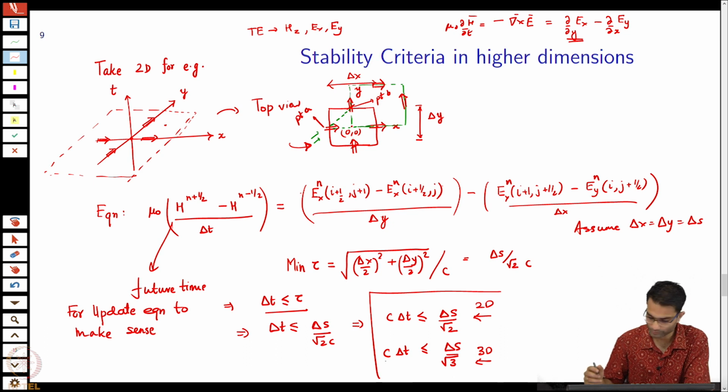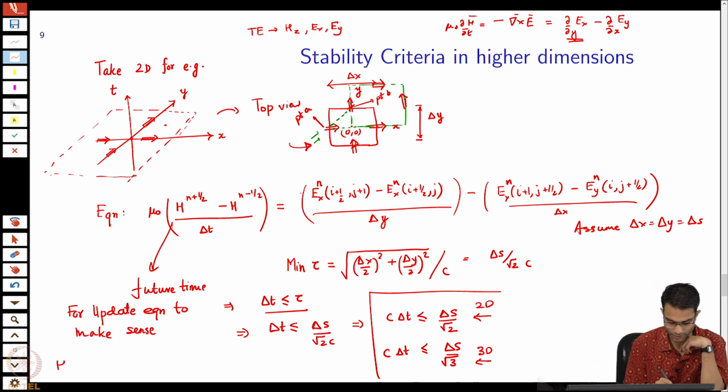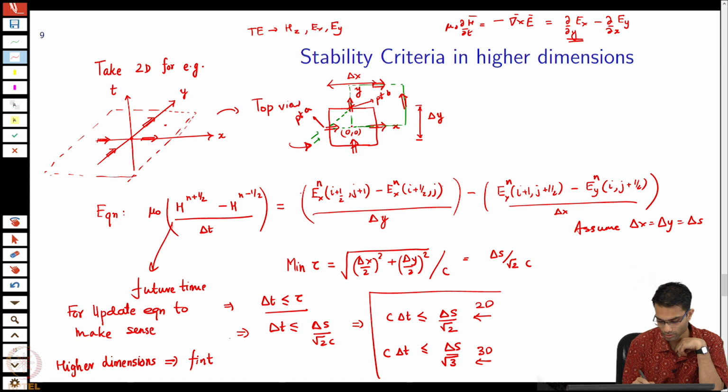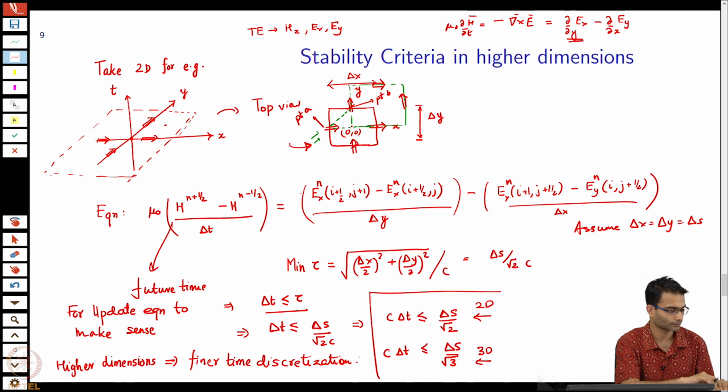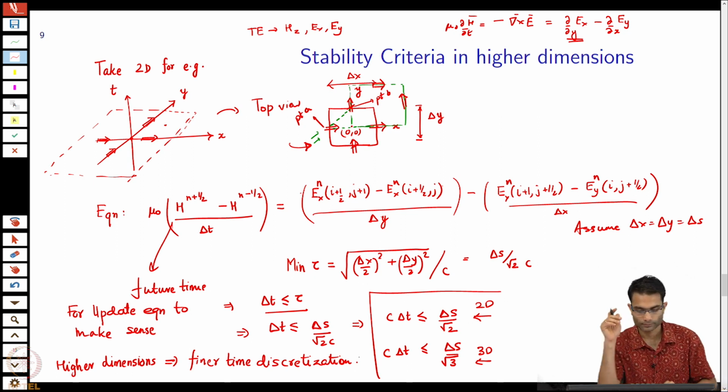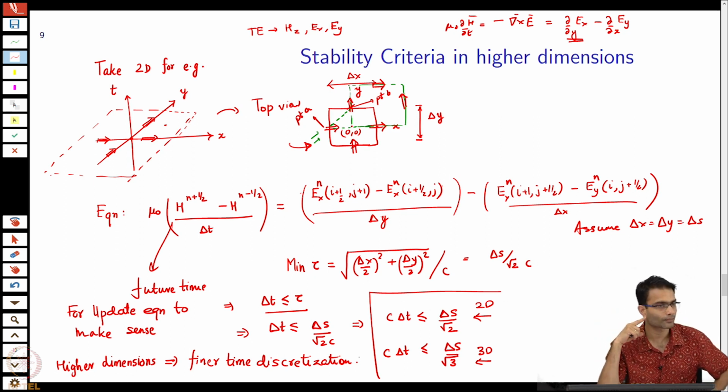So, higher dimensions imply a finer time discretization. Right.